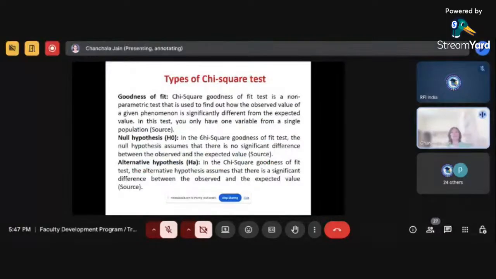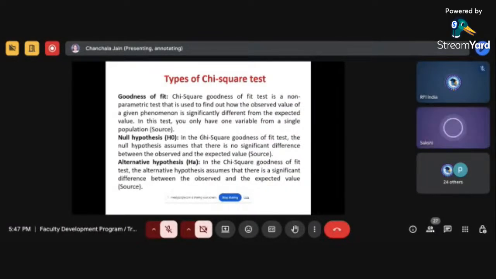Now coming to the types of chi-square test. I hope till here I was clear to everyone. Yes, ma'am. Yes, ma'am. Yeah.